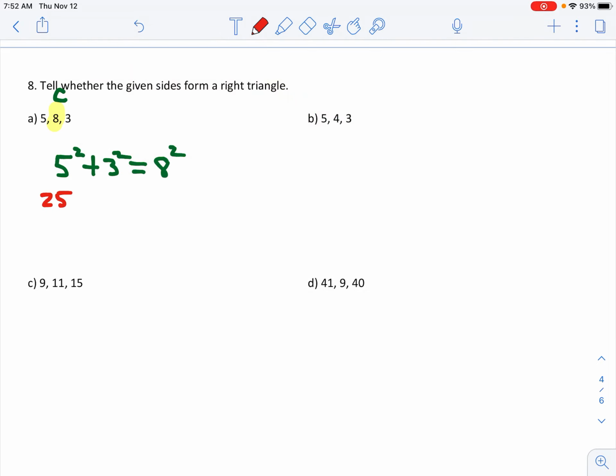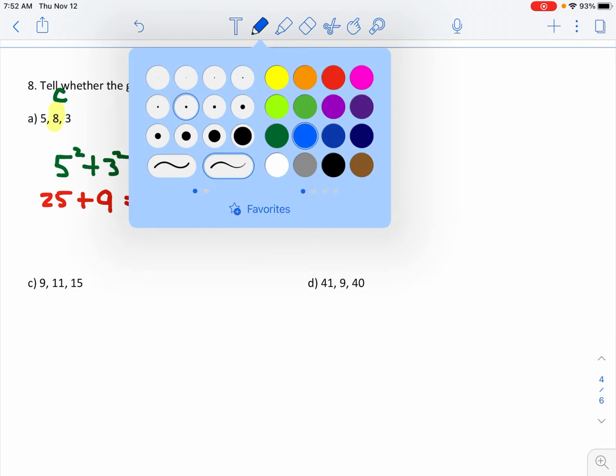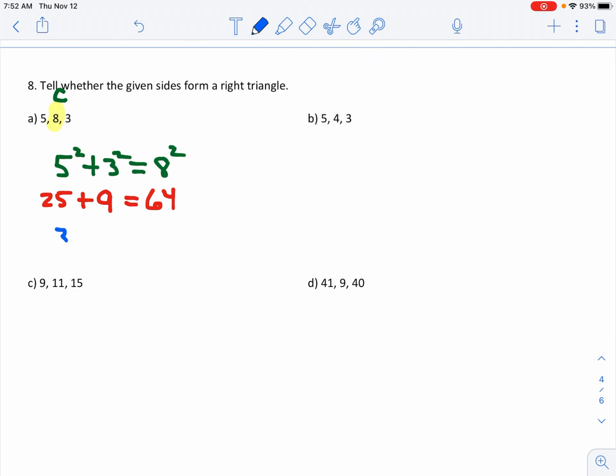Well, I know 5 squared is 25. I know 3 squared is 9. And I know 8 squared is 64. Well, 25 plus 9 tells me 34, and that should have been equal to 64. Well, that is not true, right? 34 is not equal to 64, so our answer is no, this cannot be the sides of a right triangle. They are not equal.